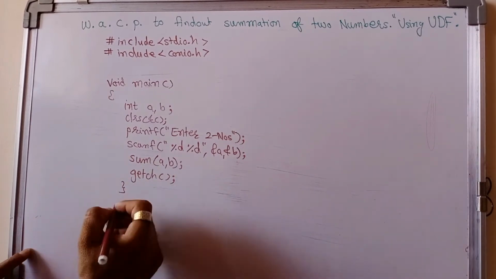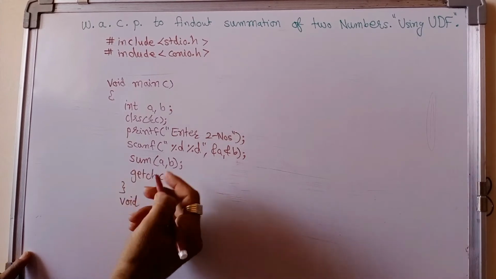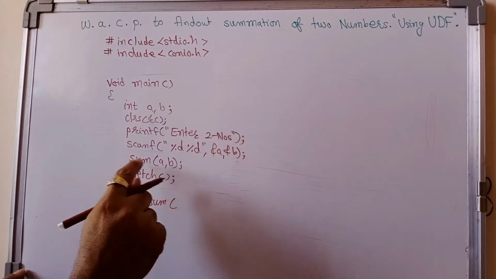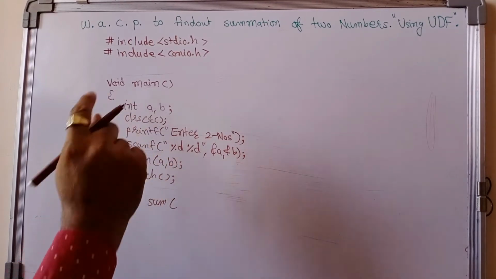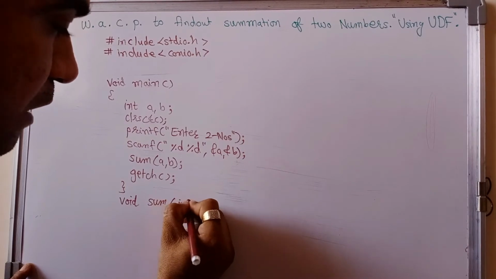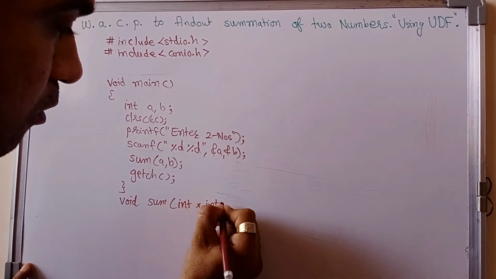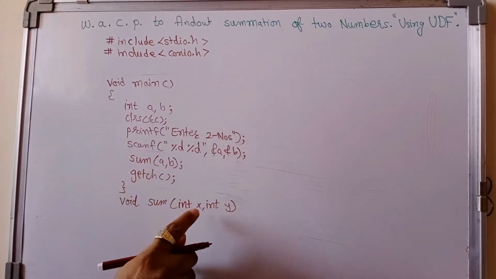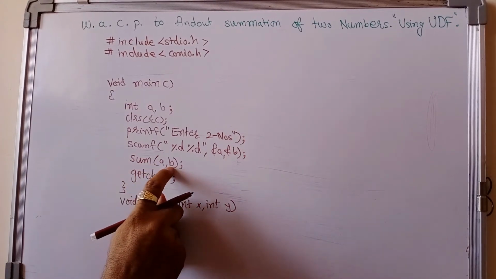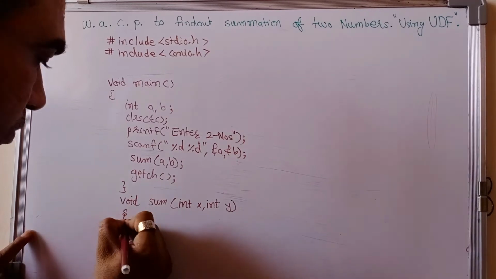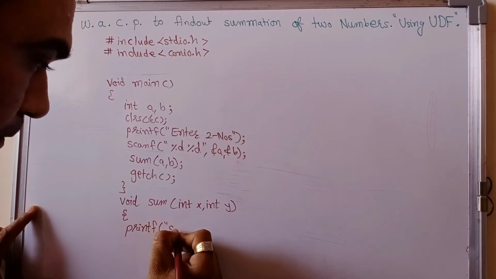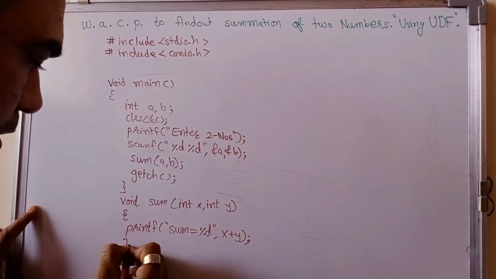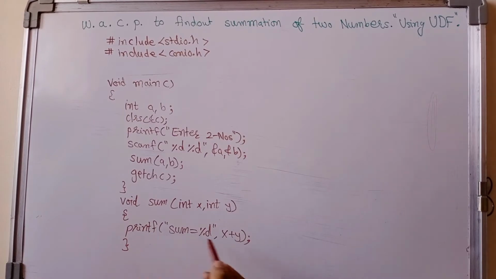I am going to write here void. My function name is sum. I have called this function with two arguments and both the arguments are of integer type, so they need to be received in integer variables. My first value will be received in the x variable and my second value in the y variable. Here I am just printing the answer. My function logic is over. It will print the summation of x plus y.